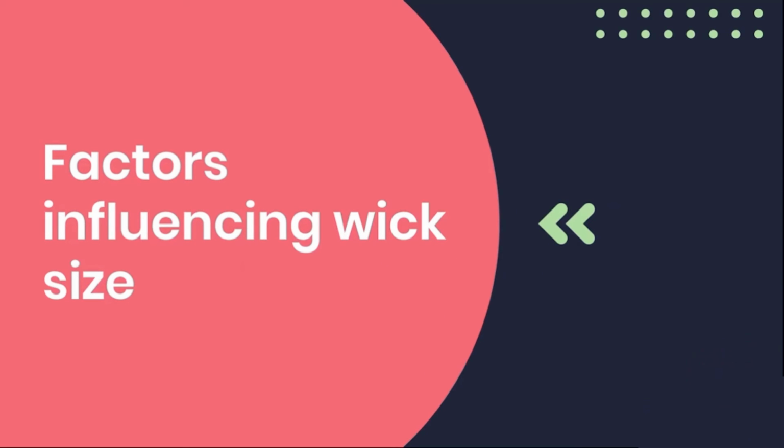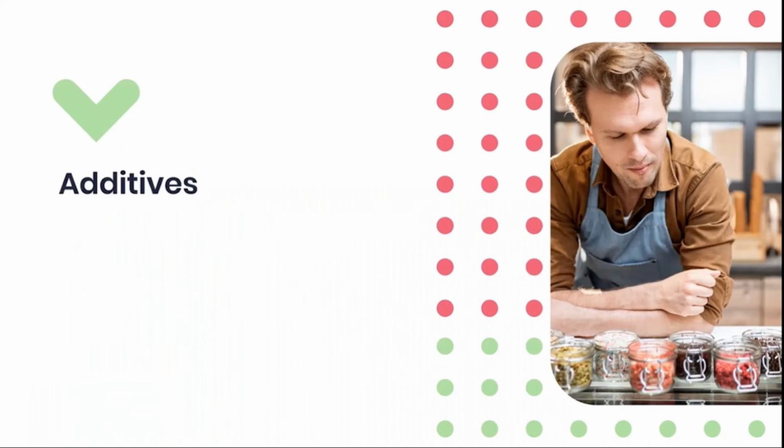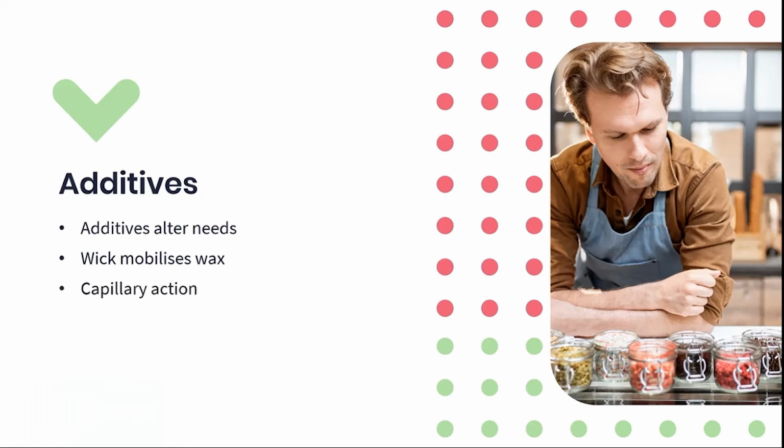Let's take a look at some of the additional factors influencing the wick size choice. Have you ever considered that the addition of fragrance or color dye might affect your wick choice? It definitely will. Another important consideration in choosing a wick are the additives that you will be using. As we spoke about earlier, our wick is a vehicle from the wax at the base to the flame at the top, and this vehicle is what is transporting the fuel to the flame. This process is referred to as capillary action.